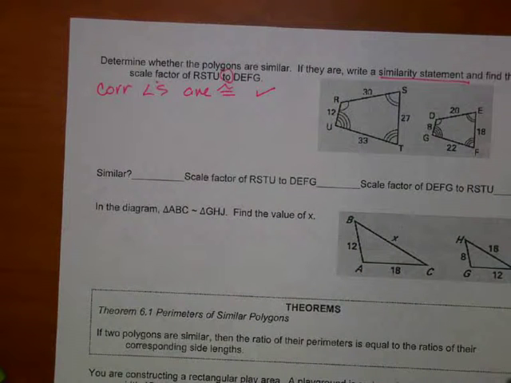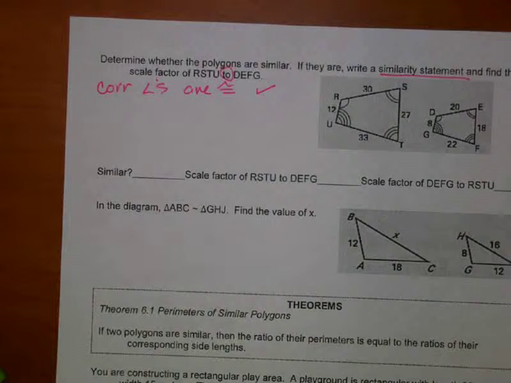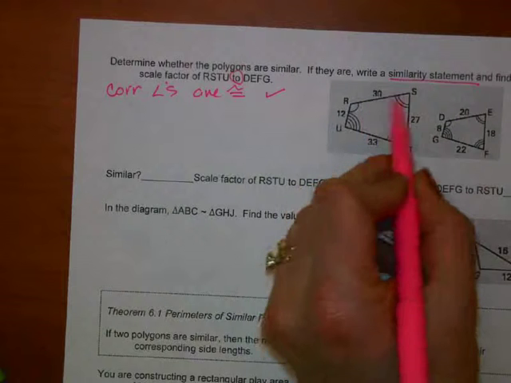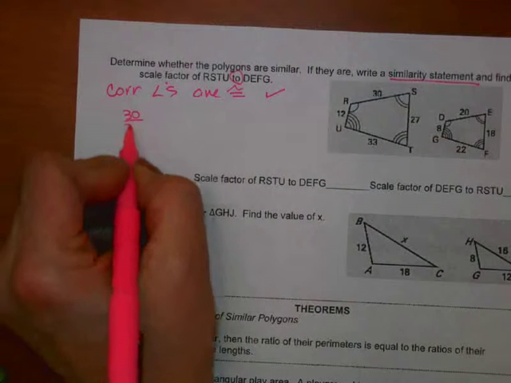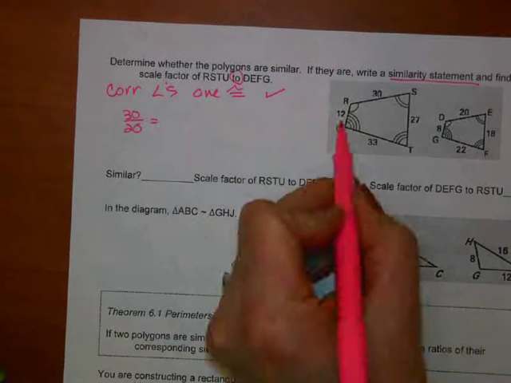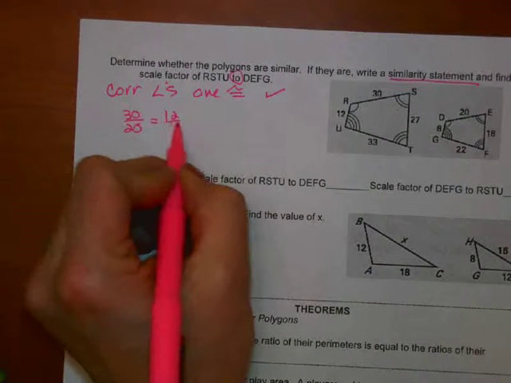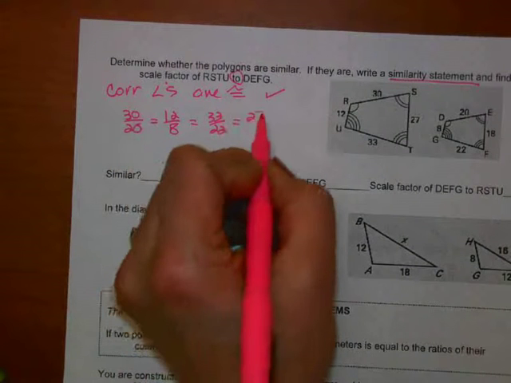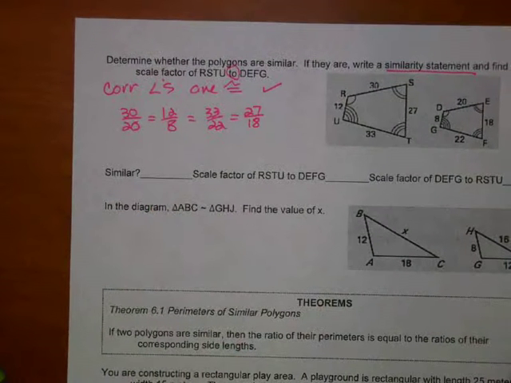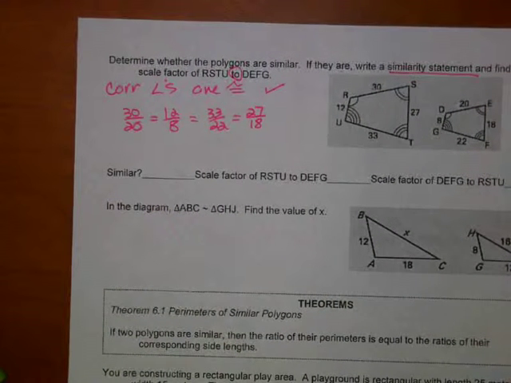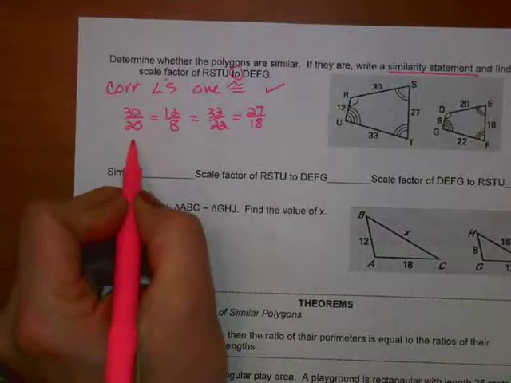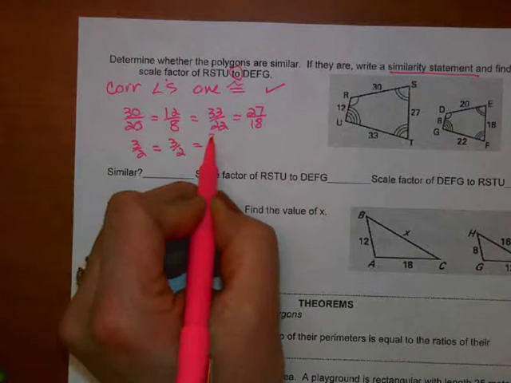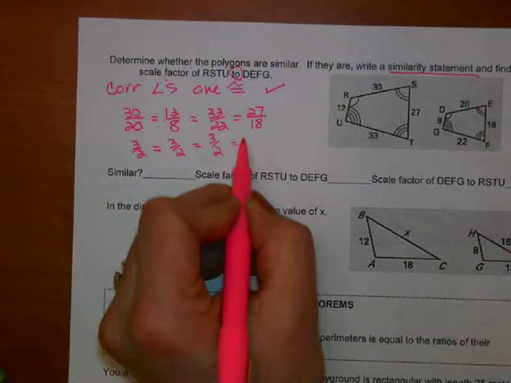All right, now we have to check to see what? If the side lengths are proportional. So let's check that. So I'm going to start up on top here. I'll start with the big one this time. 30 to 20. Is that equal to, what would you do now? 12 to, okay. Is that equal to 33 over 22? And is that equal to 27 over 18? And when you reduce, this reduces to 3/2. This reduces to 3/2. This reduces to 3/2. And this reduces to 3/2.